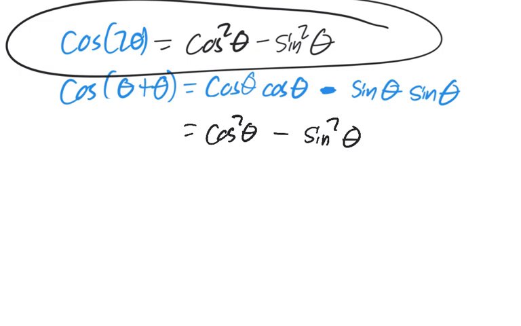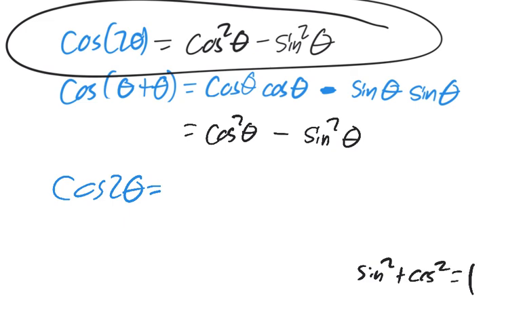Because actually, there are 3 different formulas for cosine of 2 theta. I just found one of them. But look at what the one formula reminds you of. Does this remind you of anything? I just get visions of Pythagorean identities. I know sine squared plus cosine squared equals 1. Is there any way I can manipulate this to make it say cosine squared minus sine squared?